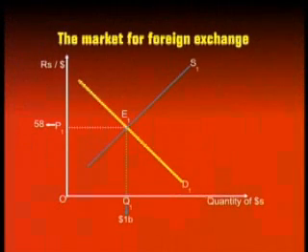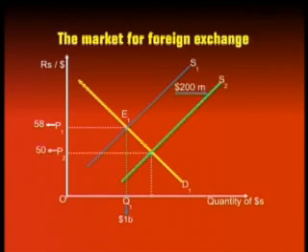Let's go back to our slide. Now, in this case, let's imagine that we still start at E1, right? And let's see what happens if the supply curve shifted to the right. And this could happen because the exporters get more dollars from abroad, they're able to sell more exports, or more foreign investment is coming into the economy, right? All of these factors could shift the supply curve rightwards from S1 to S2.